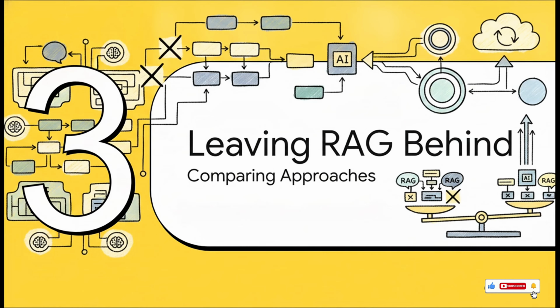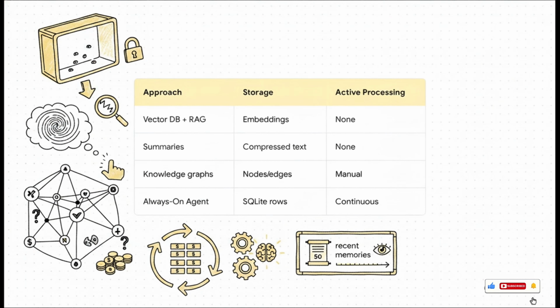Next up, leaving RAG behind. Now, what's really interesting about this is how it stacks up against current industry mainstays. Think about vector databases in RAG, Retrieval-Augmented Generation. It stores embeddings, sure, but it has zero active processing. It's totally passive. It embeds once and just waits. Conversation summaries compress text, but they inevitably lose granular detail, and they can't cross-reference well. Knowledge graphs use nodes and edges, but they require massive manual upkeep, making them really expensive to build and maintain.